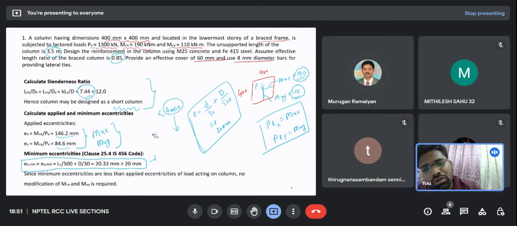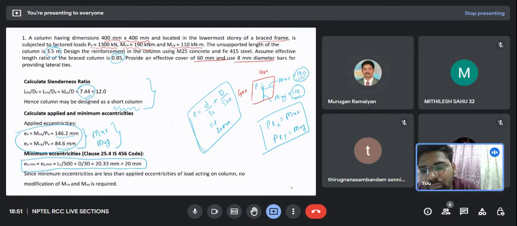Okay, so what Murugan is trying to say is, if IS code asks us to design for a minimum eccentricity of this value, that is the accidental eccentricity, and if these are the eccentricities which are actually acting on the column, but IS code says to design it for accidental eccentricity, so what will I do? I will consider this accidental eccentricity because accidental eccentricity is greater than the actual eccentricities. So I will recalculate my moments.